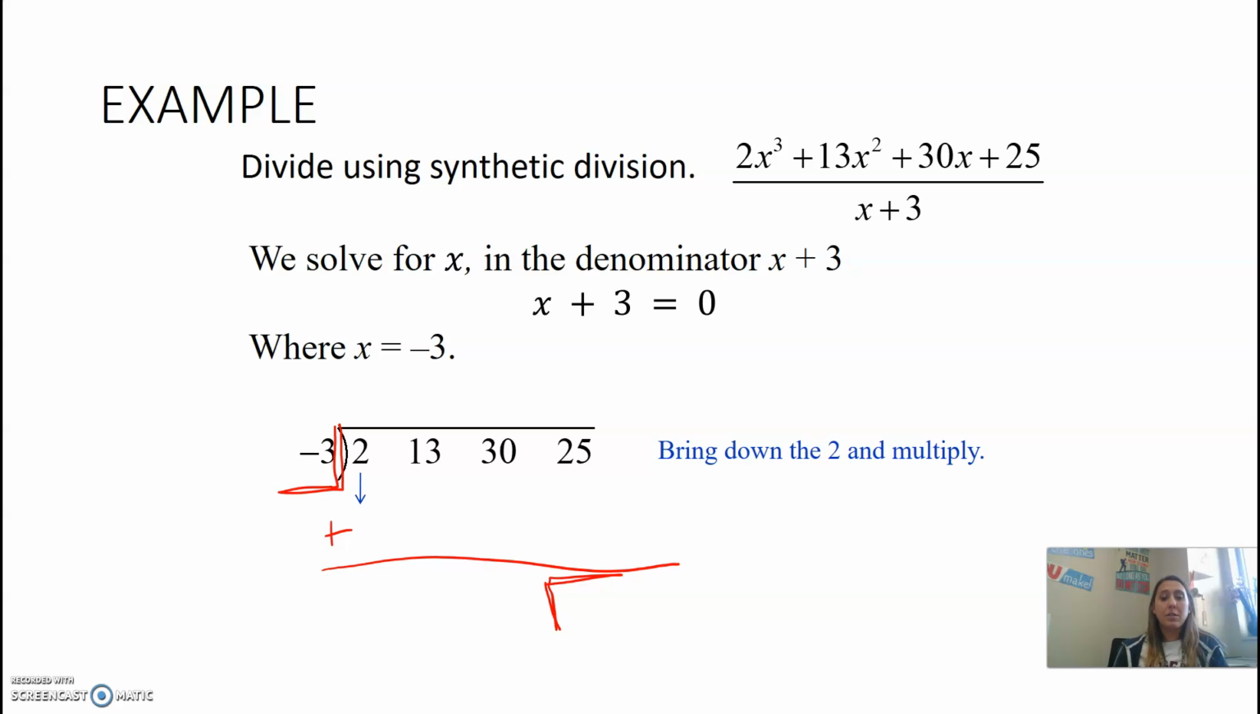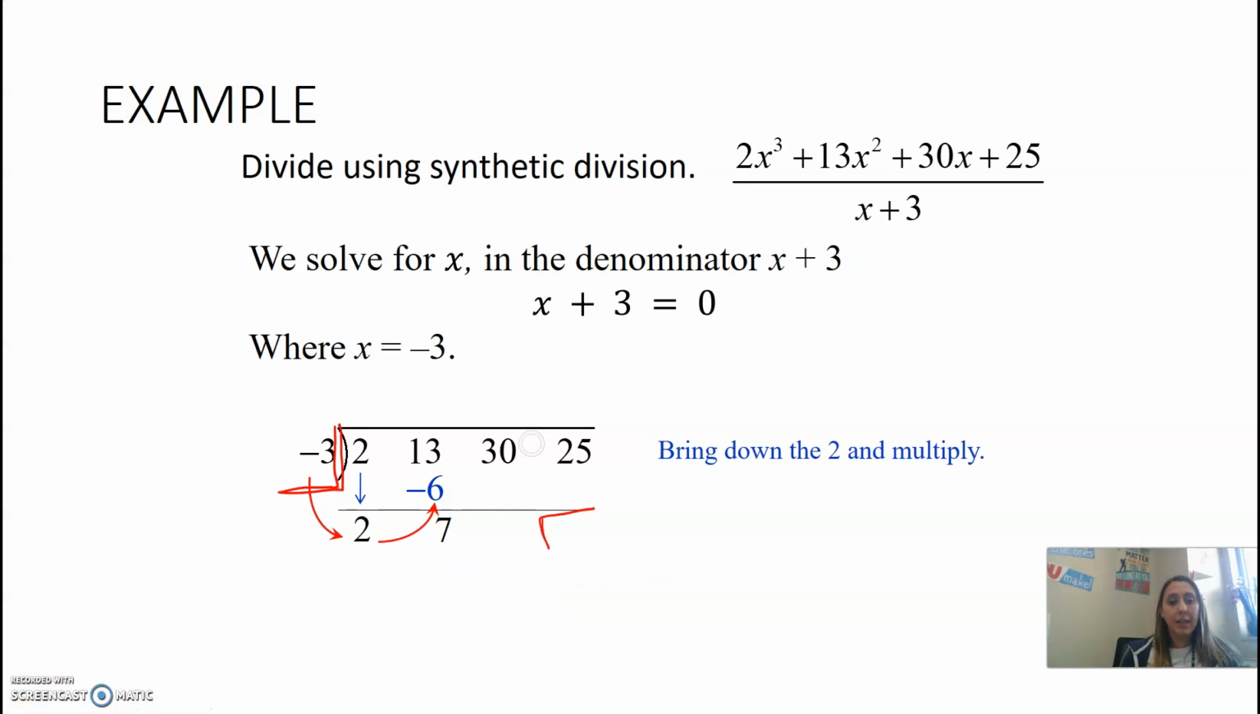So we're going to bring down the 2 and multiply. So I'm going to hit pause and erase all my mess so I can see it. So we bring down that 2 and we multiply it by -3. So -3 times 2 is -6. We add these together. So 13 plus -6 is 7.